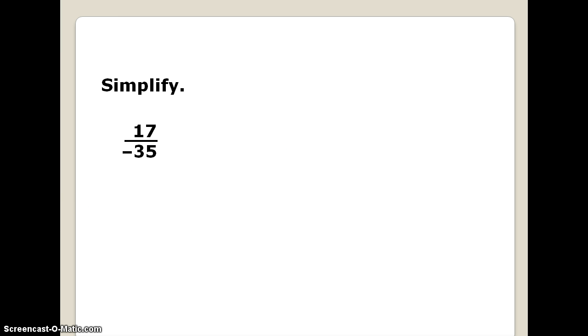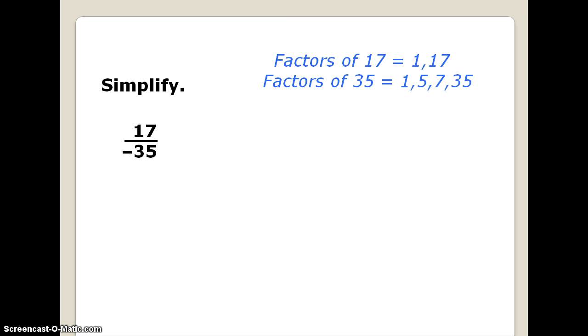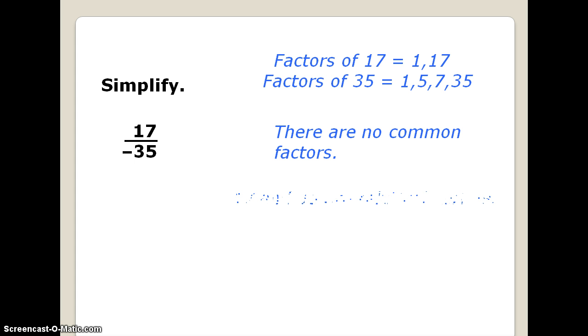Okay, 17 over negative 35. When you're simplifying a negative, you don't need to worry about it when you're listing the factors. Just make sure it's part of your final answer. So factors of 17 are 1 and 17. Factors of 35 are 1, 5, 7, and 35. What we notice in our list is we have nothing in common. So that means this is already relatively prime, meaning it is simplified. So there's nothing we can do.